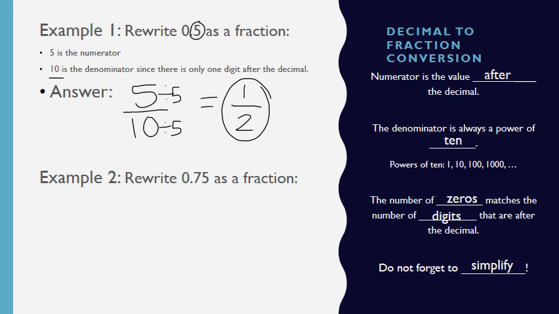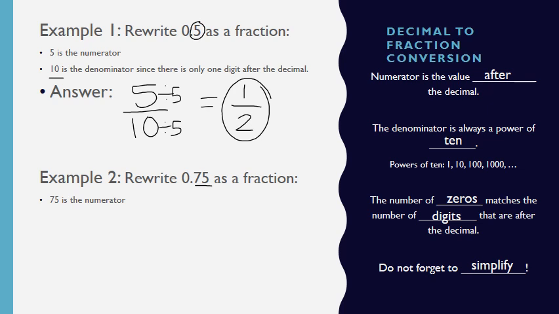0.75, the numerator is always the value after the decimal. Our value after the decimal, 75. 75 is the numerator. Here's the hard part again. The denominator is always a power of 10. So 1, 10, 100, 1000.